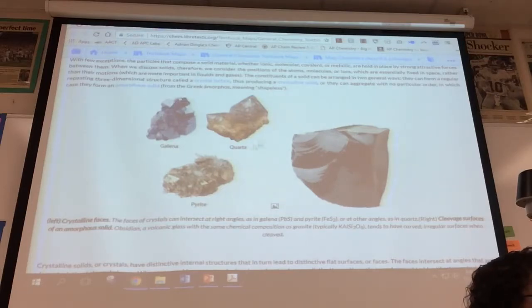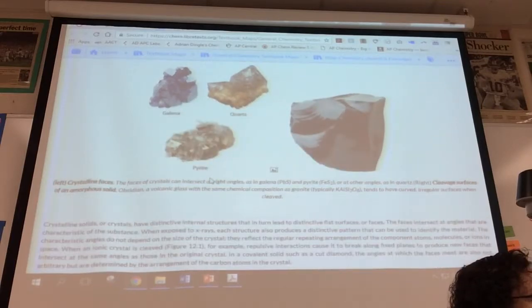Pyrite, and this is obsidian. This is the amorphous one. So you've got your regular versus your amorphous one, and you can see this 3-dimensional structure known as a crystal lattice, and you do get these 90-degree angles here, and you can see very smooth parts on that surface there, which is fool's gold.